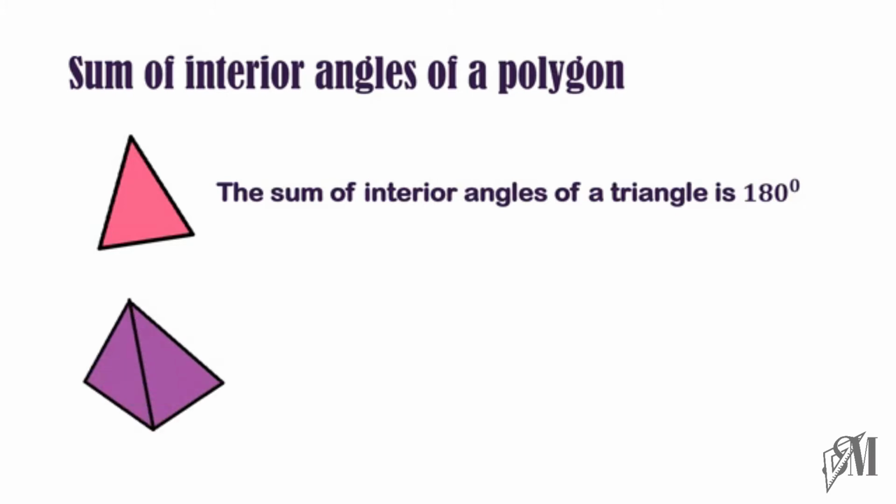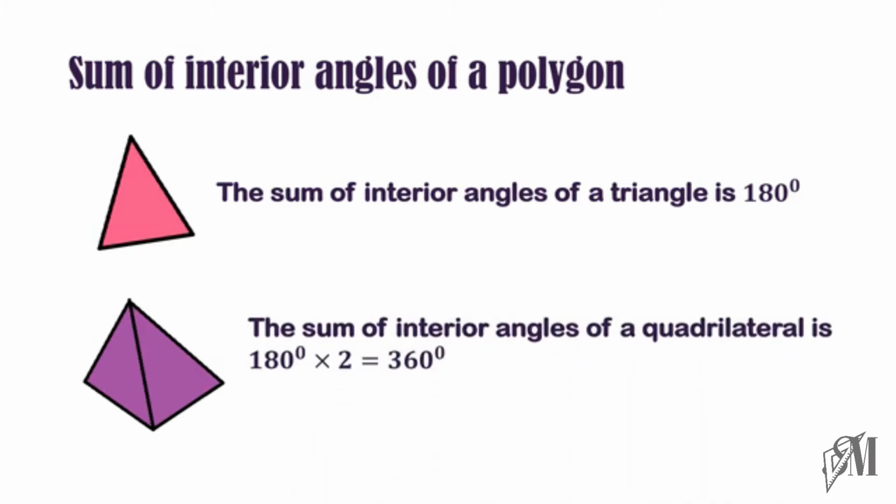Now let's take a quadrilateral. I have divided the quadrilateral into triangles. If you divide the quadrilateral into triangles by joining its vertices, you will find that the quadrilateral can be divided into 2 triangles. So if the sum of interior angles of one triangle is 180, the sum of the interior angles of a quadrilateral will be 180 into 2 because it has 2 triangles, and therefore the sum will be 360 degrees.